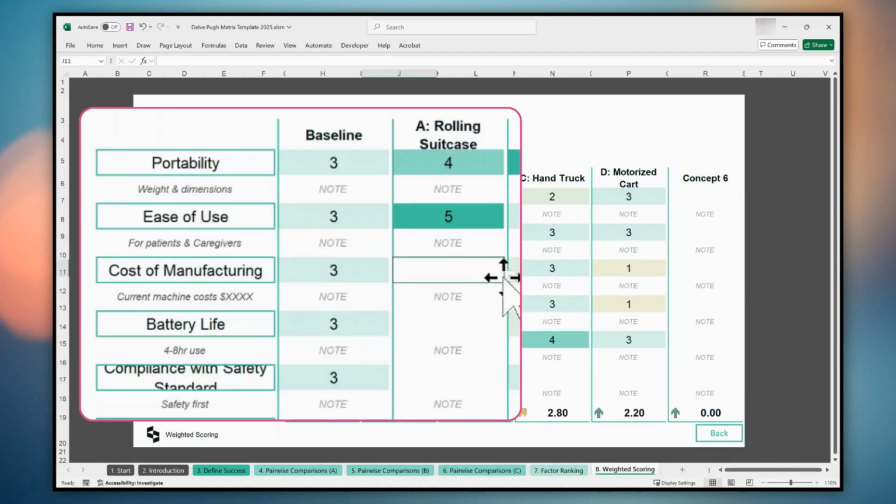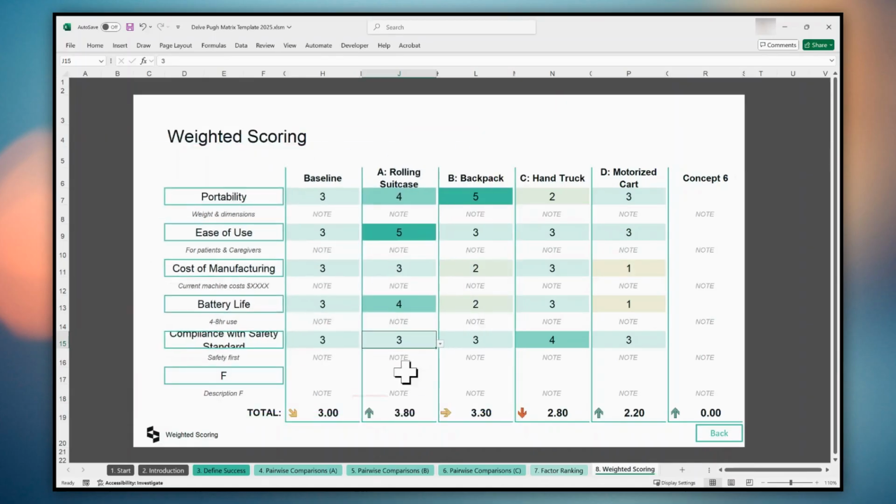In terms of battery life, the rolling suitcase outperforms our current offerings, primarily due to its enhanced portability, which allows for greater capacity. As for safety standards, there should be no compromise. The rolling suitcase is expected to meet the same safety standards as our existing products. Our final evaluation suggests that our initial concept, the rolling suitcase, is more favorable compared to our current concepts.